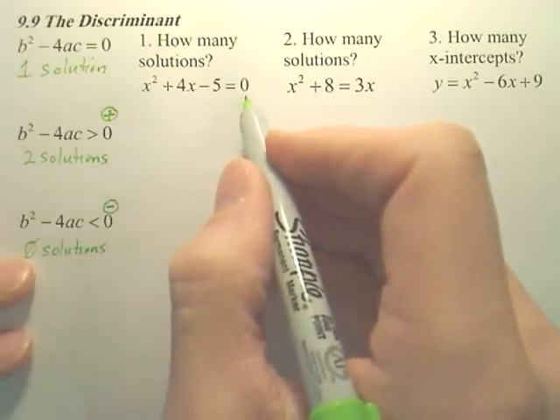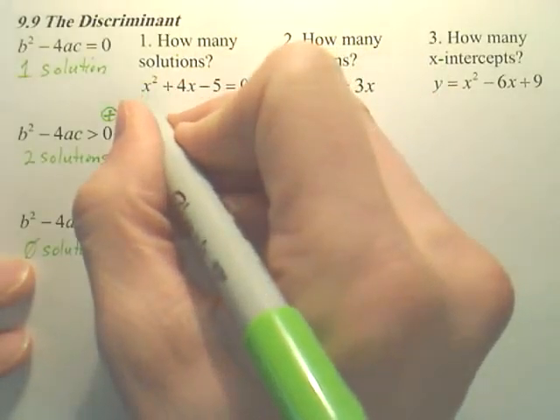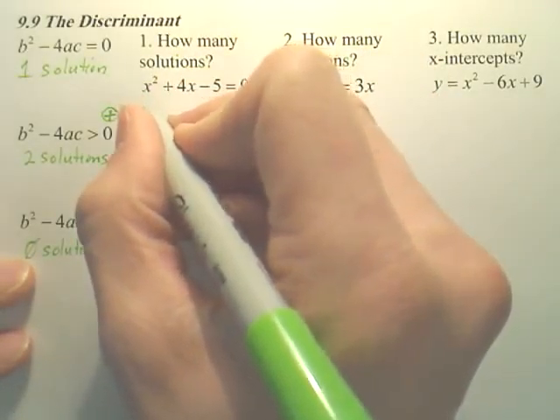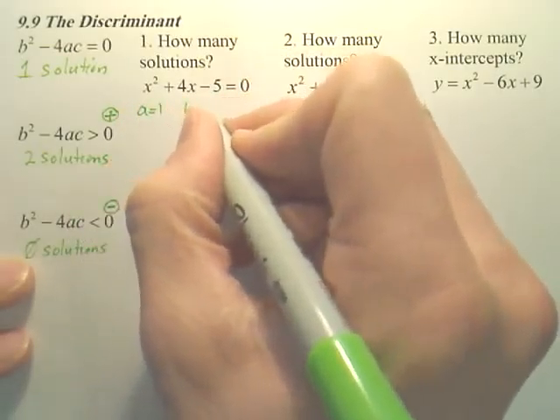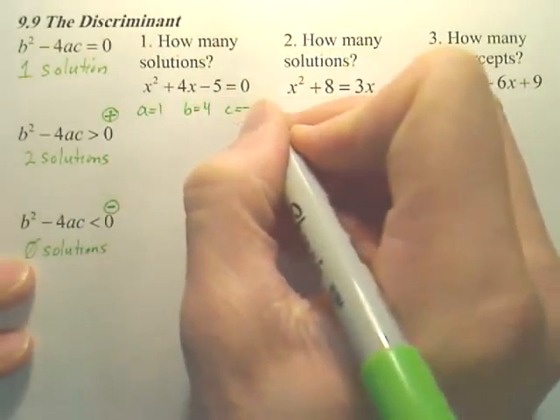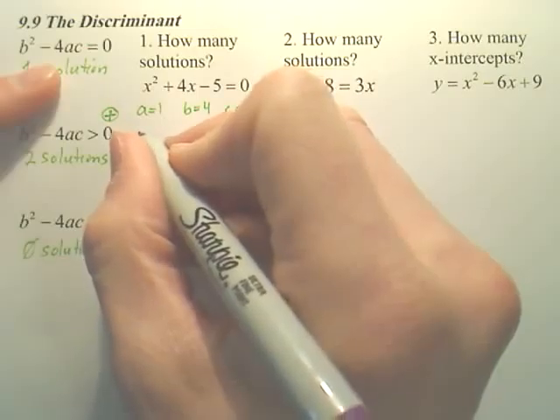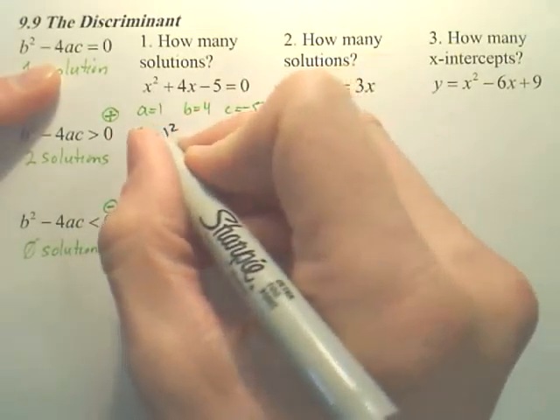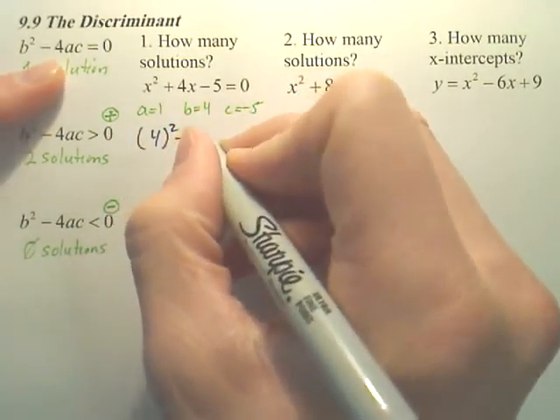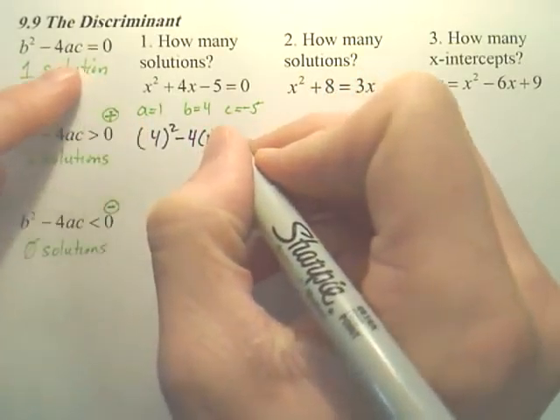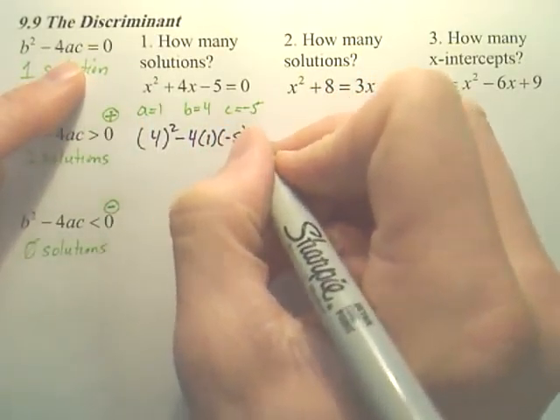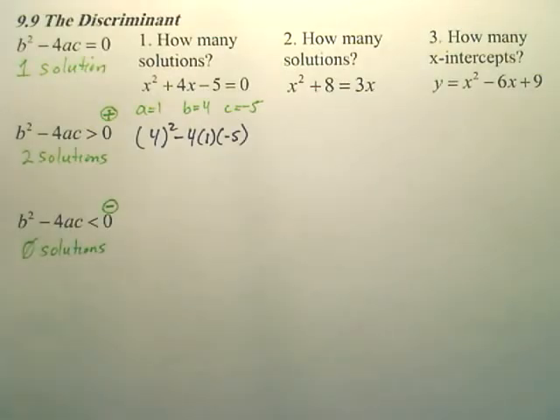So let's check this out. How many solutions will this have? Well, all we do is we know our ABCs. So A equals 1, B equals 4, C equals negative 5. And we're simply going to plug it into b squared minus 4ac. So we got b squared, b is 4, minus 4a, which is 1, and c, which is negative 5. We plug all that in, and all we care about is if it's positive, negative, or 0.